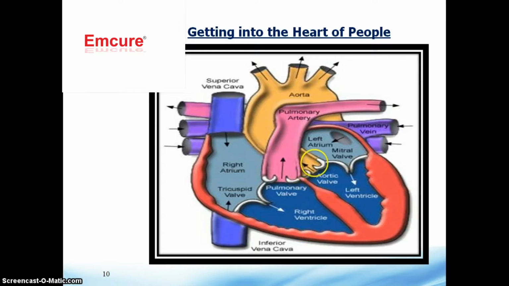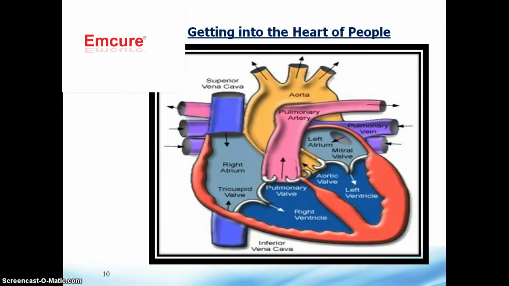Now again, there is a valve which guards the opening of this major vessel, and this is called the aortic valve. Well, all these valves, the pulmonary valve and the aortic valve, are also called the semi-lunar valves. They are half-moon shaped valves.